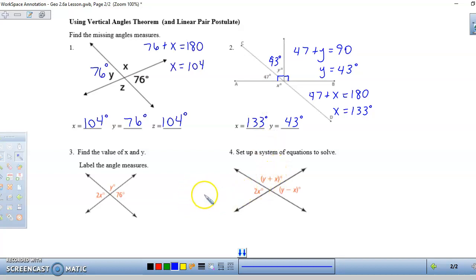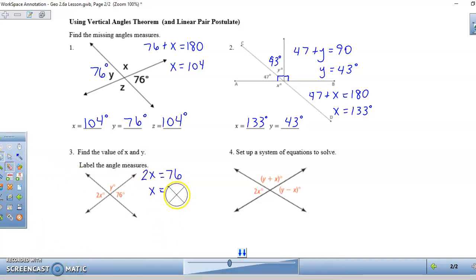Okay, 3 and 4 are a little bit harder. So on number 3 here, you'll notice that we have an algebra problem with the 2x, but we're going to go through the same process. So we are going to set up a vertical angles equation because I know 2x would be the same as 76. Divide by 2 on both sides. And that's not going to be 76, obviously. You can use a calculator, but that is going to be 38.